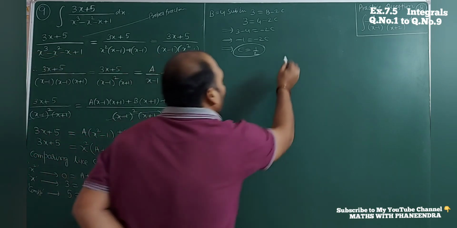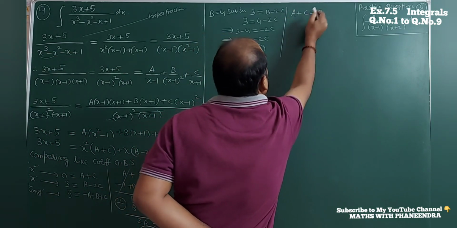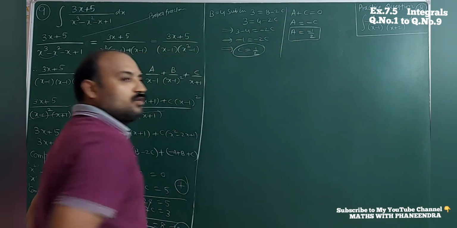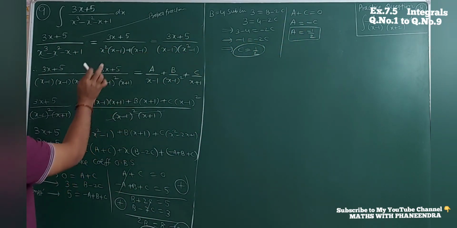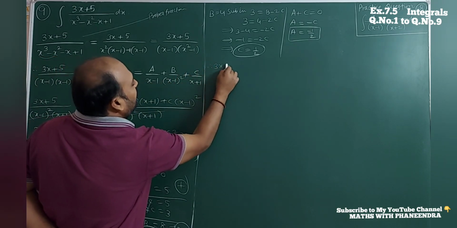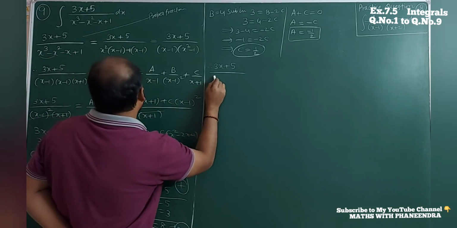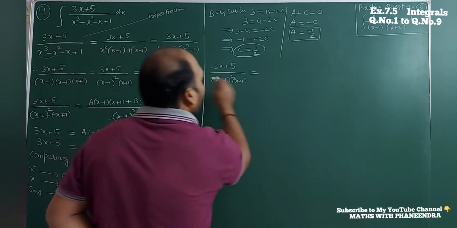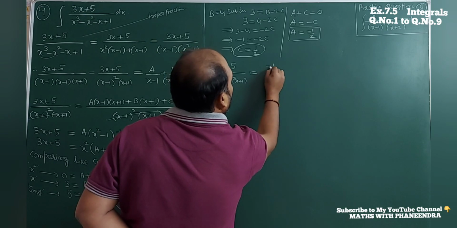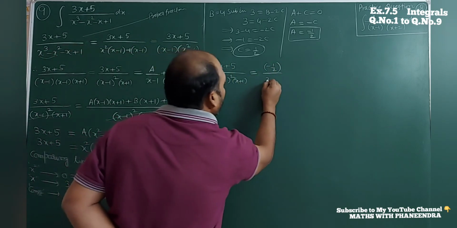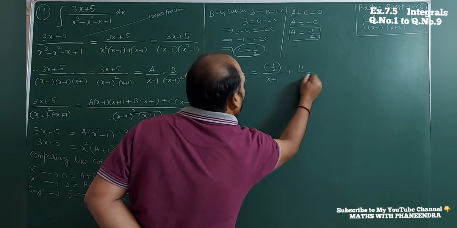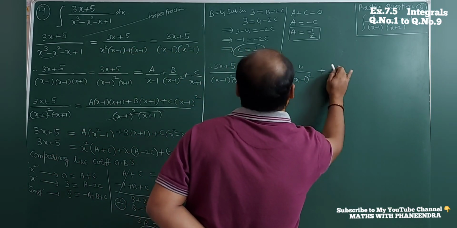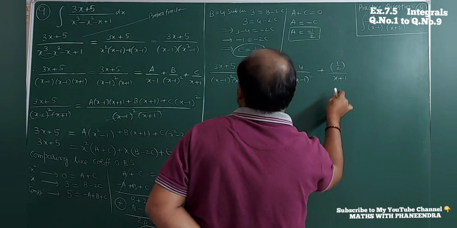After that, a plus c is equal to 0. A is equal to minus c. So a is equal to minus 1 by 2. So a value we got it, c value we got it, b value also we got it. Substitute in this. Therefore, 3x plus 5 divided by x minus 1 whole square into x plus 1 equal to a value minus 1 by 2 divided by x minus 1, b value 4 by x minus 1 whole square, c value is what, 1 by 2, x plus 1.